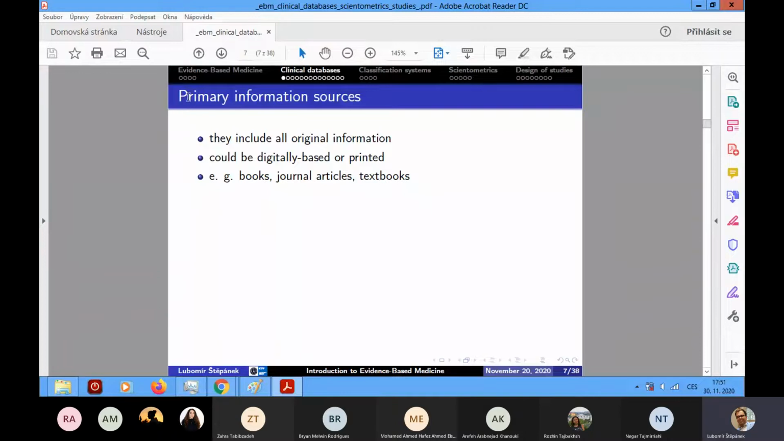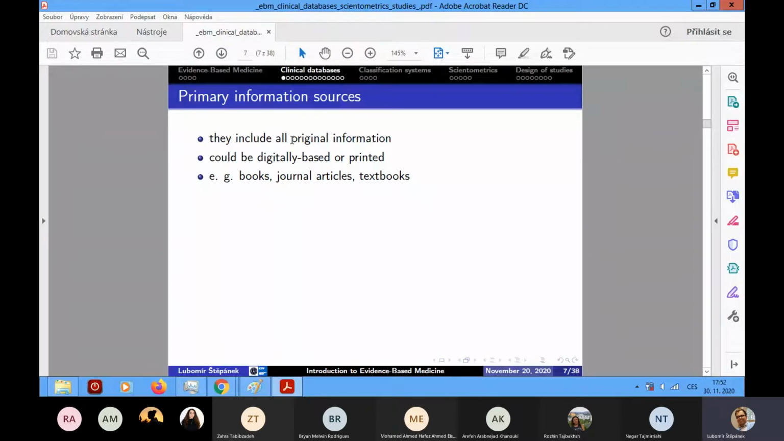So it's good to distinguish between primary and secondary information sources. Primary information sources usually include all the original information, in an original way. For example, if you search for a paper or a scientific journal, you are usually interested in the full text, from the first word until the last word of this paper. So this is the original information.